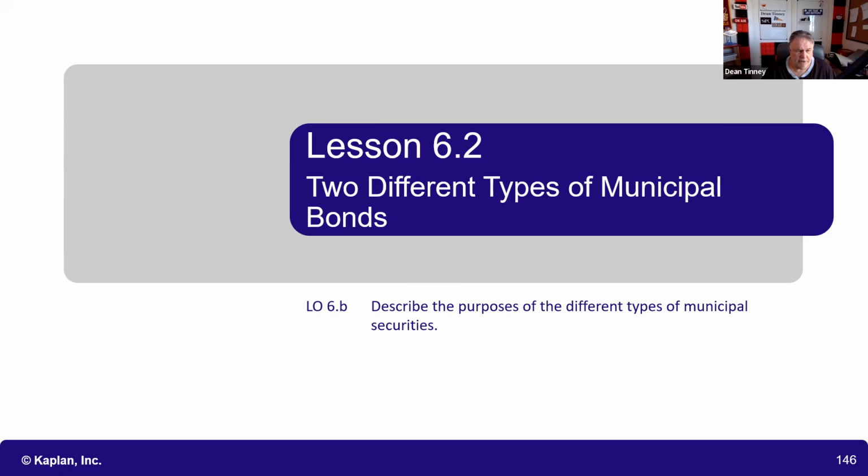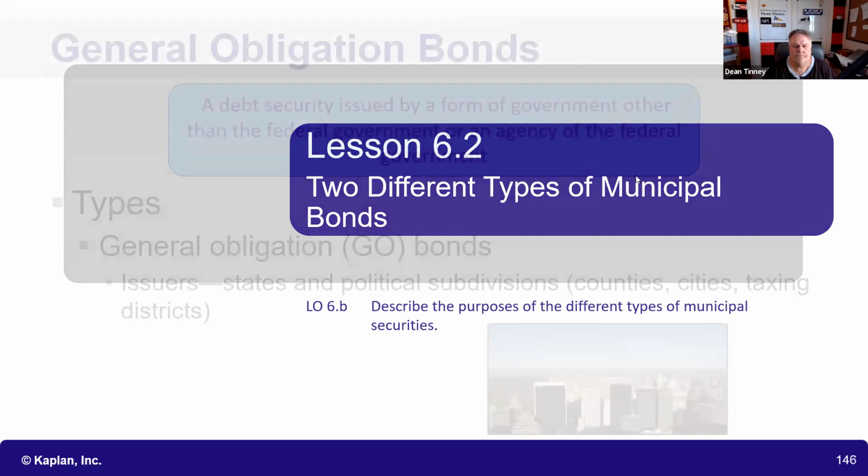Now, I think a lot of people get hung up, Laura. They think there's a gazillion types of muni bonds. Not true. There's only two, GOs and revenues. Now, granted, we're going to find out there are a zillion subcategories. So, within these two categories, there's going to be a lot of subcategories.